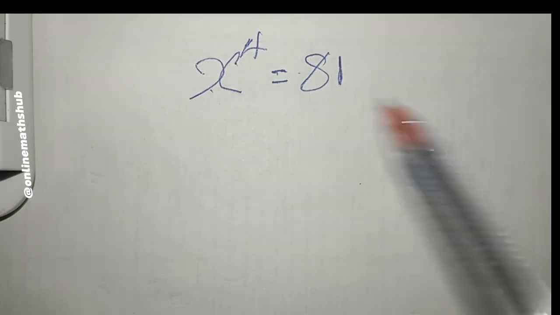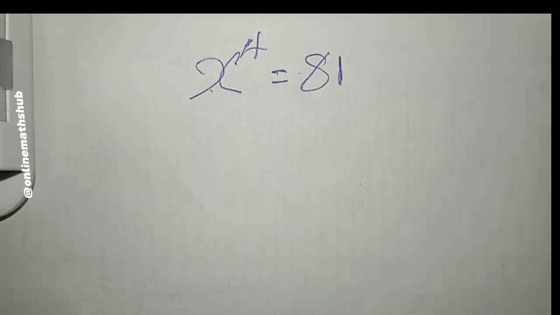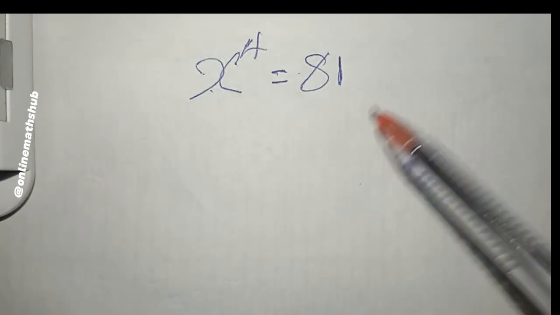Okay, so we're going to be solving this interesting equation right here. What we have is x power 4 is equal to 81.